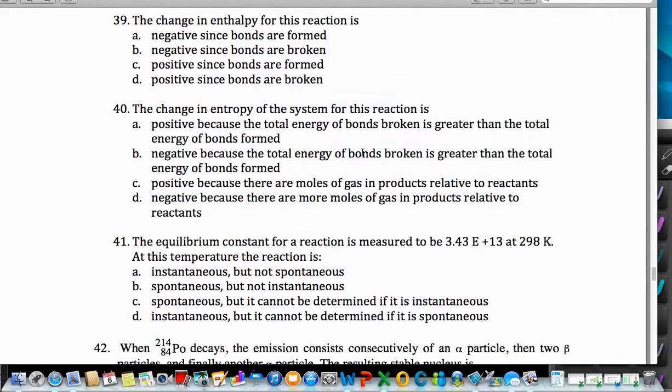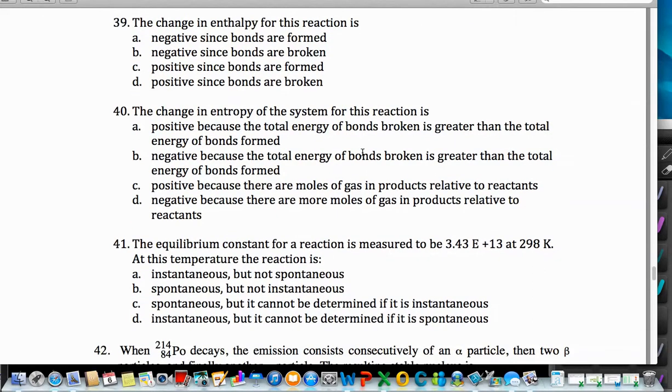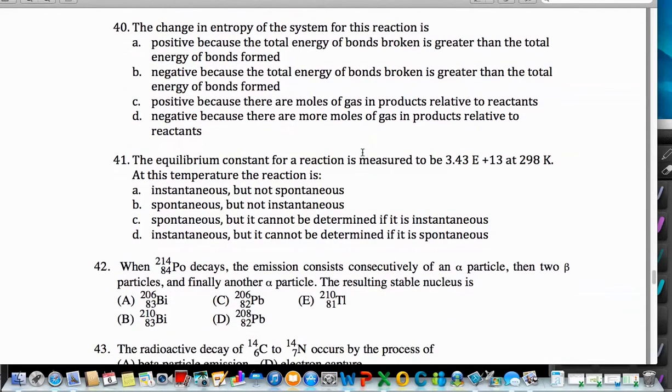The change in enthalpy is going to be negative because bonds are broken. That's choice B. And the change of entropy in the system is positive because there are more moles of gas in products than reactants. That answer is C.